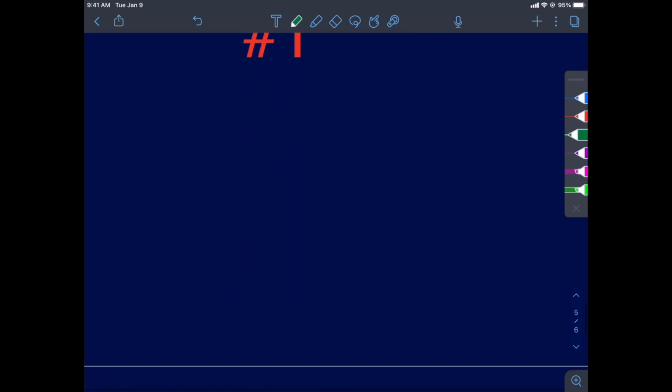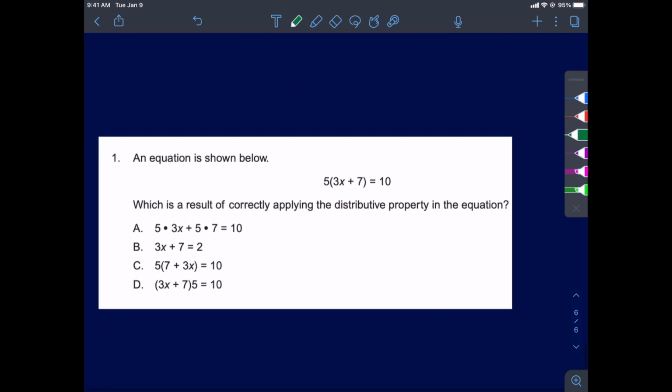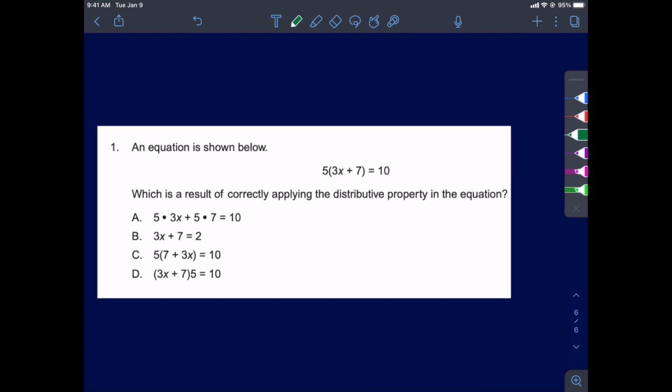And the number 1 most missed question: an equation is shown below. 5 times the quantity 3x plus 7 is equal to 10, which is a result of correctly applying the distributive property. All right, I'm going to go through some of the wrong answers and say what property they did show. In letter D, the 5 no longer in front of the parentheses is after, so they are multiplying in a different order. When you multiply in a different order, you are using the commutative property of multiplication. Remember, commuting, they kind of move around, but you're multiplying them in a different order.